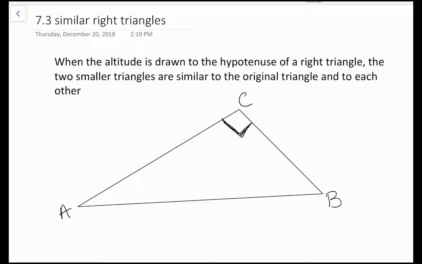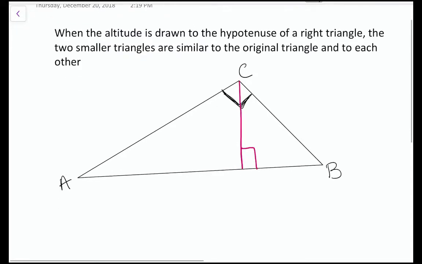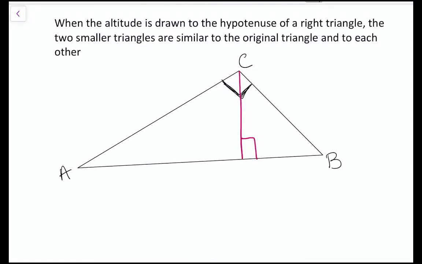All right, so I have a right triangle here, triangle ABC, and I'm going to draw the altitude to the hypotenuse. So that's going to be from vertex C to the hypotenuse at a right angle, because that's what an altitude is. All right, so there's my altitude. I have just created now two triangles, and then of course I have my original triangle ABC.